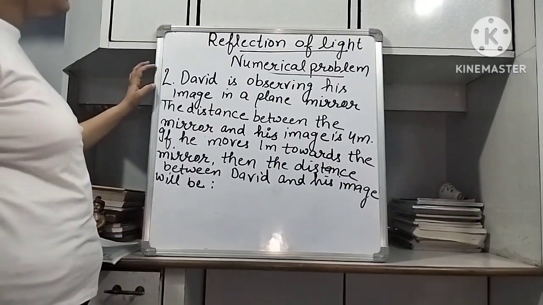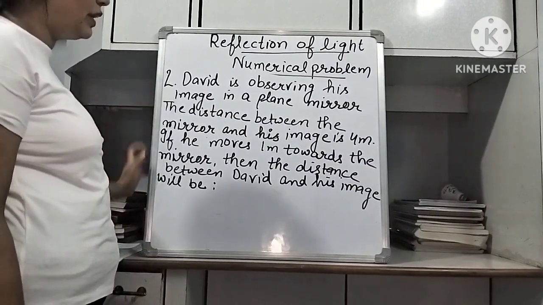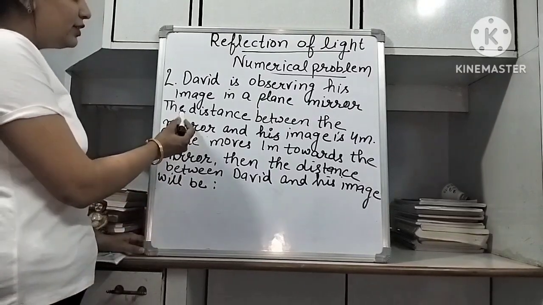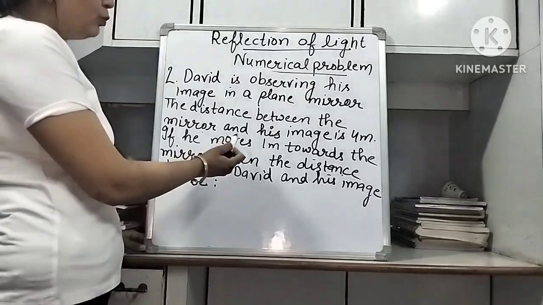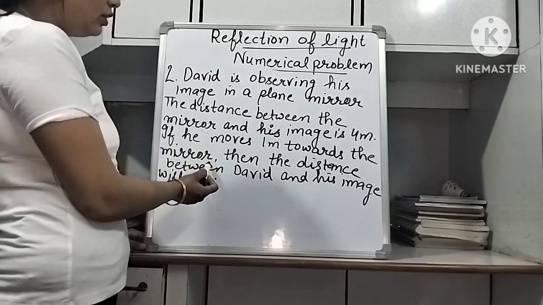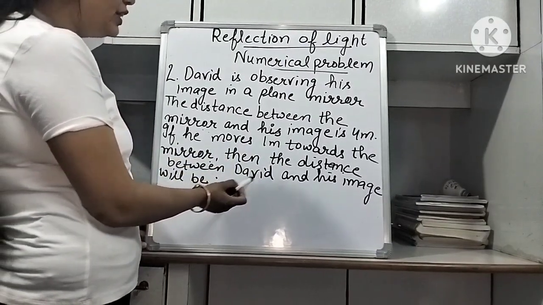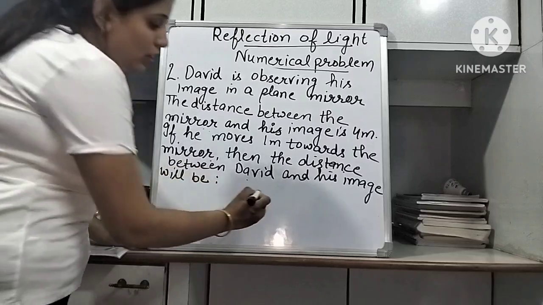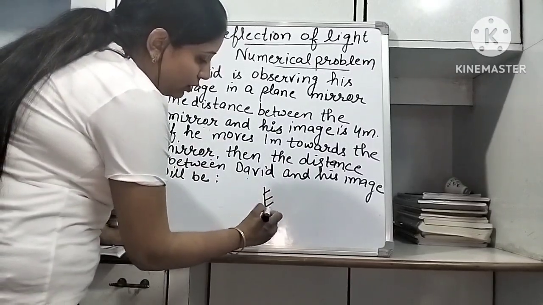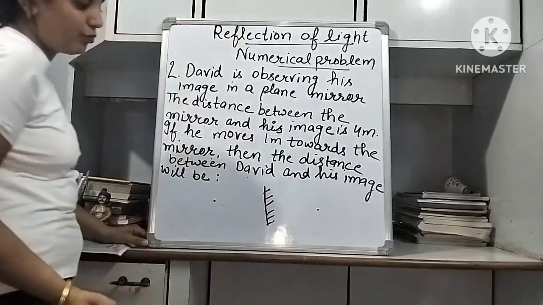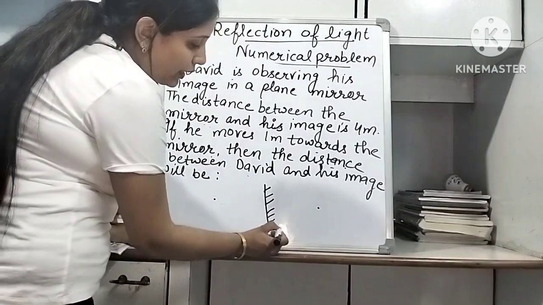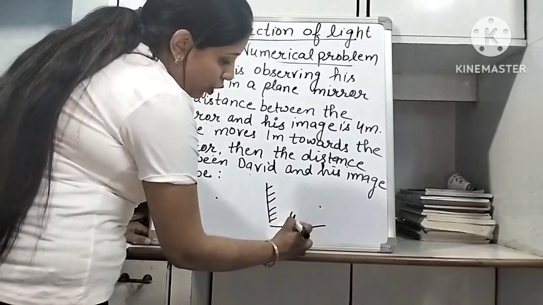The second numerical: David is observing his image in a plane mirror and the distance between the mirror and his image is 4 meters. If he moves 1 meter towards the mirror, then what will the distance between David and his image be? So firstly draw the plane mirror. This is David and his image. The distance between the mirror and David's image is 4 meter.